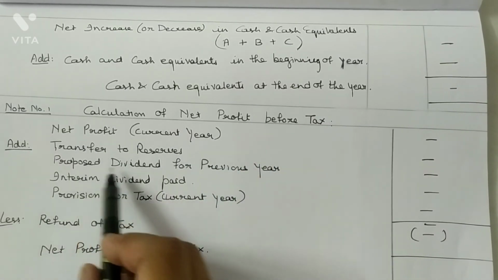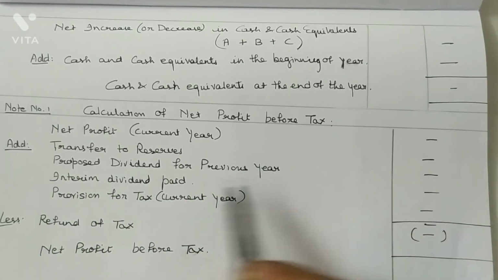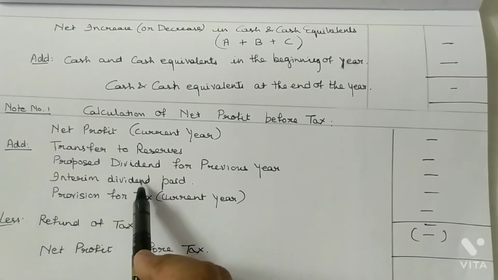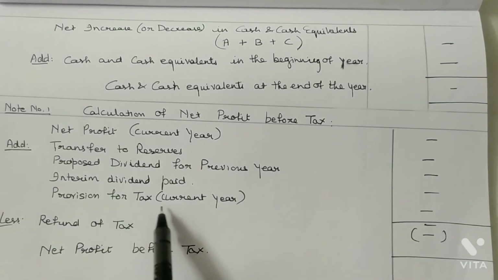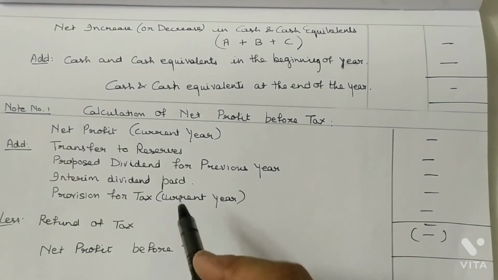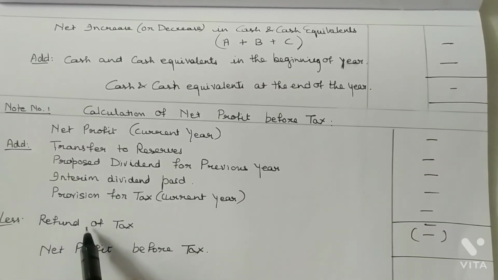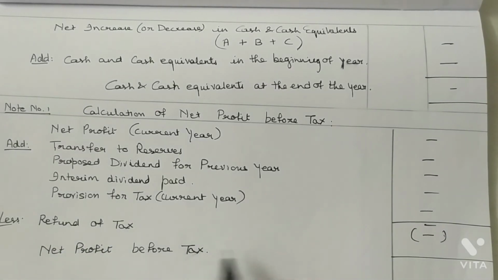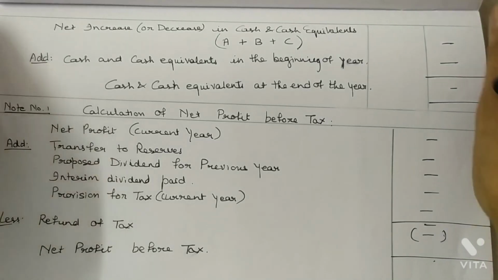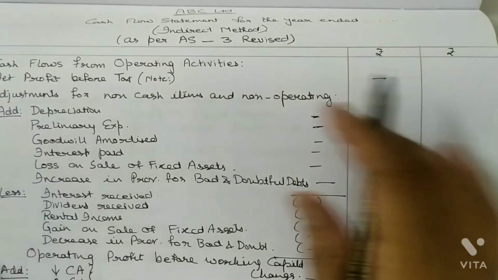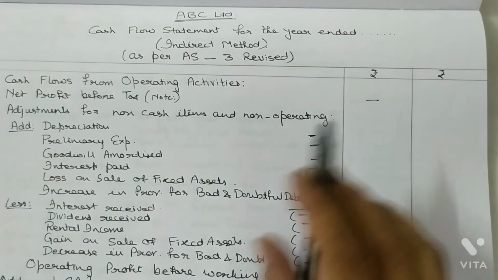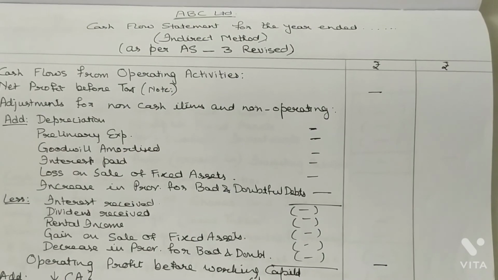Then proposed dividend for previous year, and you have to add interim dividend paid during the year and provision for current year tax. Tax paid for previous year you have to show in operating activity in the end. Less refund of tax, net profit before tax. This should be taken in operating activity here. This is all about today's video.